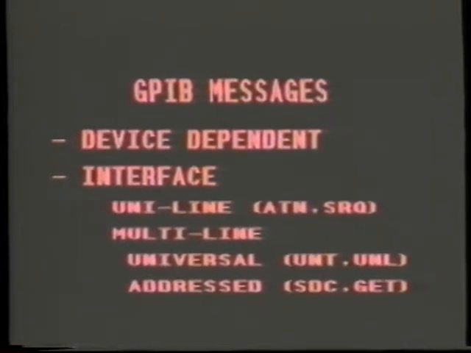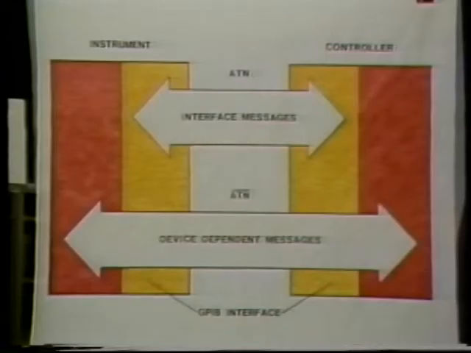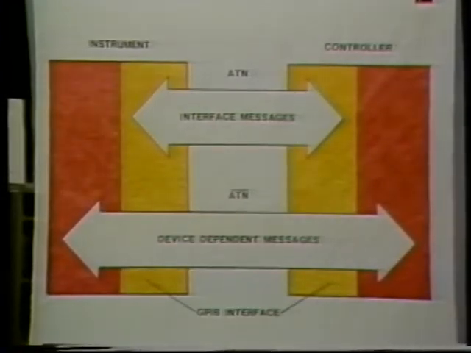Some multi-line messages are universal and are implemented by all devices on the bus. These include commands like untalk, unlisten, serial poll, enable. Other multi-line messages are addressed only to specific instruments listening at that time. These include messages like selected device clear, group execute trigger, and go to local. No other types of messages are defined by IEEE 488.